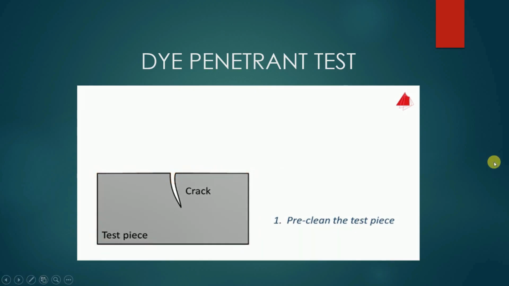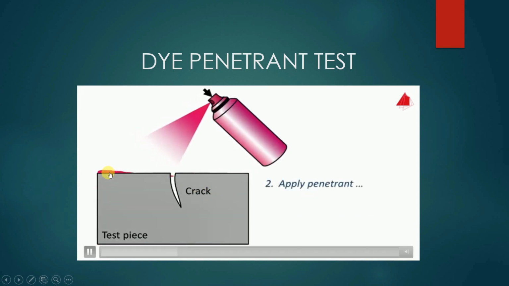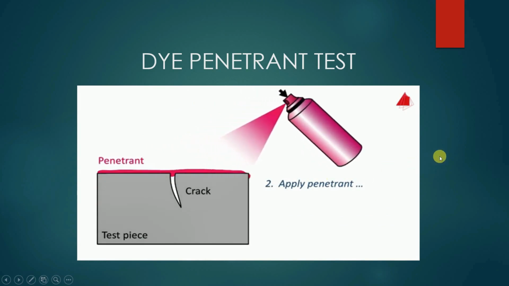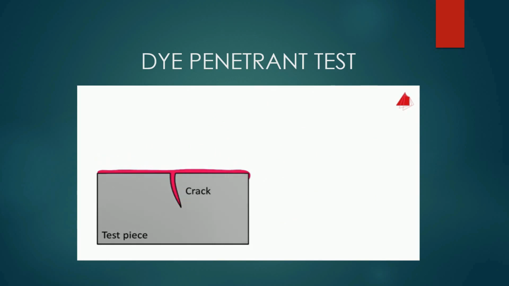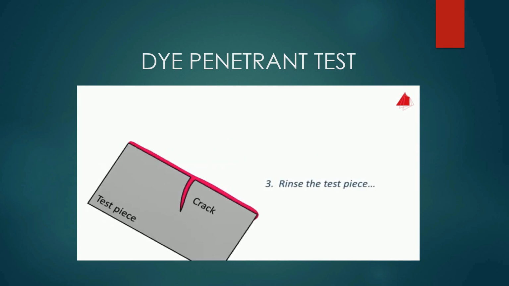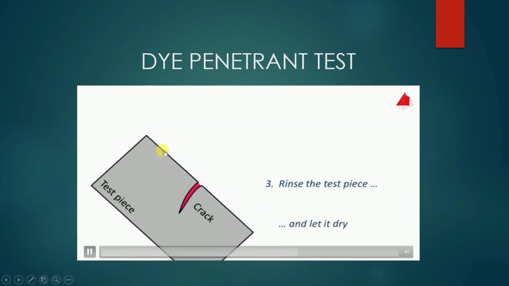You can see how the dye penetrant test is done. First, we have to clean the test piece. Thereafter, penetrant will be used. Apply penetrant all over the workpiece. Then it will go into this crack. If a crack is present, we have to allow it to soak or seep. Then rinse off the penetrant from the top surface of the object.